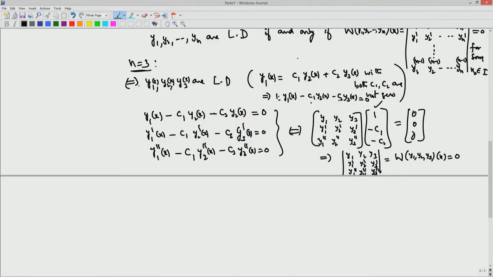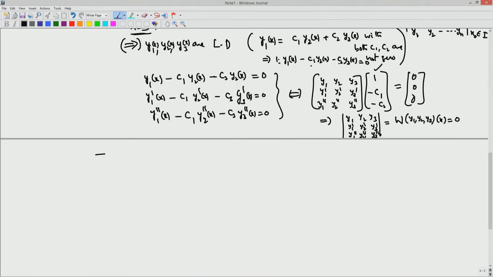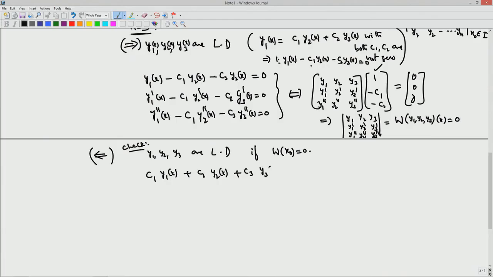If you assume that they are linearly dependent, I proved that the Wronskian is 0. Now I may prove the converse this way. Assume that the Wronskian is 0 at some point x naught. I want to check whether the functions y1, y2, y3 are linearly dependent. This is what you want to prove. So what you do is make a linear combination: c1 y1(x) plus c2 y2(x) plus c3 y3(x) equal to 0 for every x belonging to I.